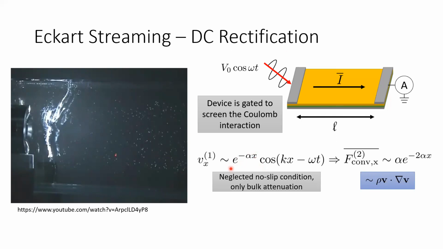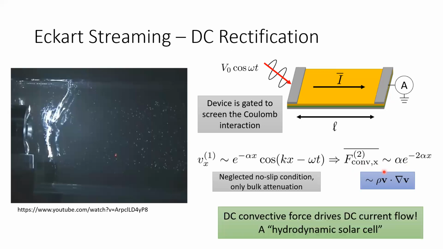For simplicity right now, we're just going to neglect no slip. We're going to ignore the effects of boundary dissipation and focus only on bulk. If you like, this is equivalent to taking a stress-free boundary condition. And then what you do at second order is you take this and you plug it into your convective force, and you find a somewhat surprising result: this convective force, when time averaged, is actually non-zero. And it depends on how much attenuation I have in my device.